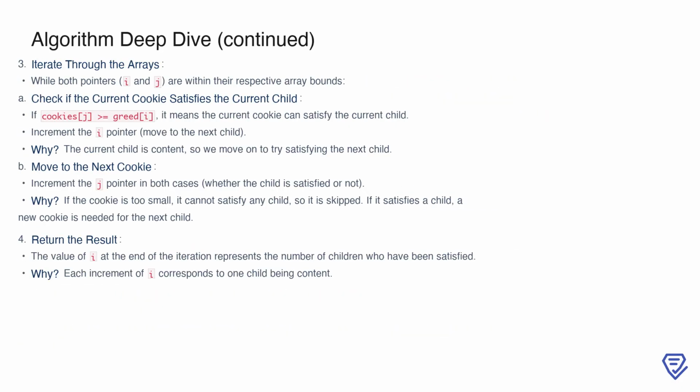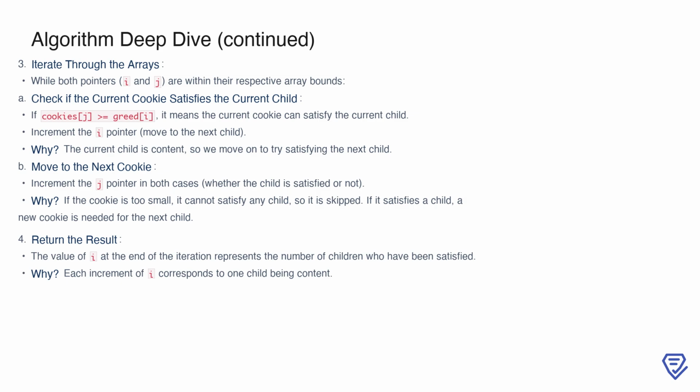Now, we begin iterating through the arrays using the 2 pointers. While both pointers are within the bounds of their arrays, we check if the current cookie can satisfy the current child. If the size of the cookie is greater than or equal to the child's greed factor, the child is content, so we increment the pointer for the greed array to move to the next child.